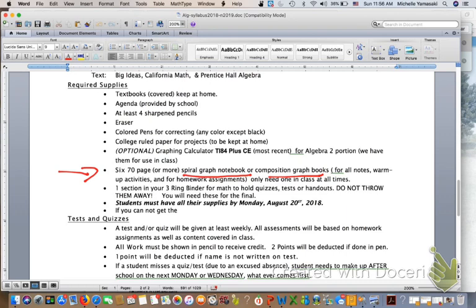I do suggest they have some college-ruled paper and a 3-ring binder, just so they can store their tests. But they don't need that, especially for my class. On a daily basis, what they really need is the one spiral graph notebook, really just one spiral, or composition book. You need a pencil, and you need a colored pen, pencil with an eraser. I say 4 sharpened pencils because, well, everybody seems to be losing them.